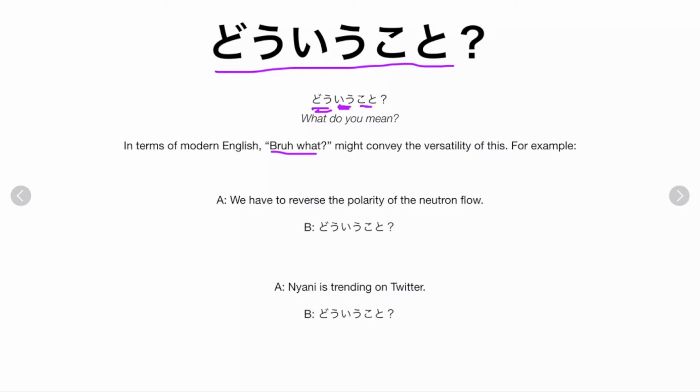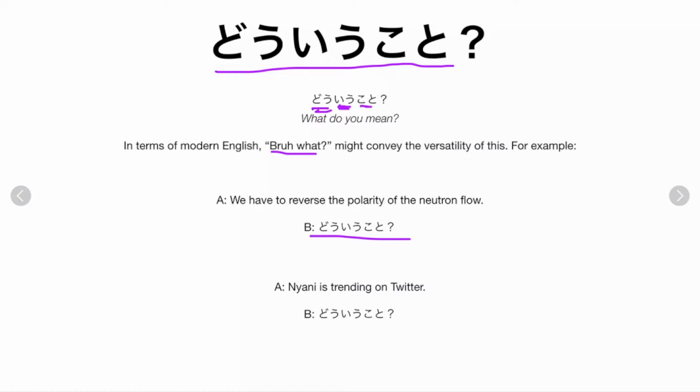Not so much in terms of the formality of it, but in terms of how versatile it is as a response when you're seeking clarification. So if someone says a line from Doctor Who and they say, we have to reverse the polarity of the neutron flow, and you're like, what does that even mean? You're like, doyu koto? What does that mean? Right? Bruh, what? Reverse the polarity of neutron flow?